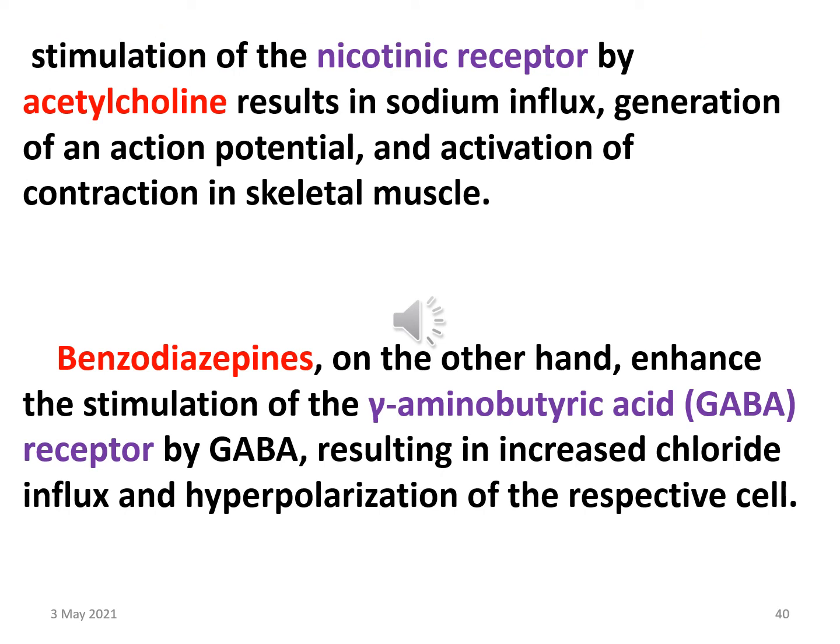One of the most common examples is the stimulation of the nicotinic receptor by acetylcholine, which results in sodium influx, generation of an action potential, and activation of contraction in skeletal muscles. Benzodiazepines, on the other hand, enhance the stimulation of the gamma-aminobutyric acid receptor by GABA, resulting in increased chloride influx and hyperpolarization of the respective cells.